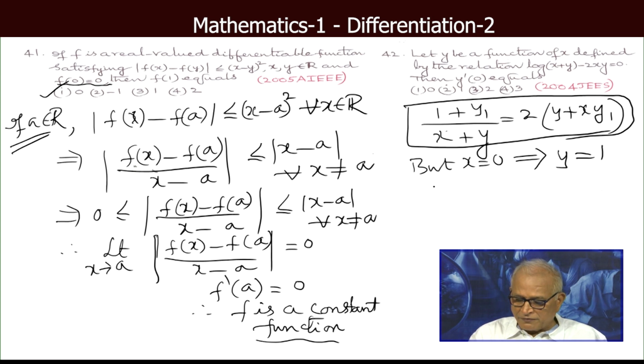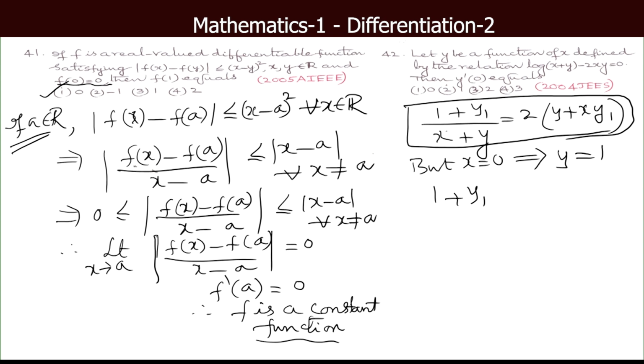So therefore 1 plus y1 at 0 is equal to 2, and that's all, because x is 0, so x y1 will be 0. Therefore, y1 at 0 is equal to 1. That means the value of dy/dx at x equal to 0 is 1. So that is the second option.